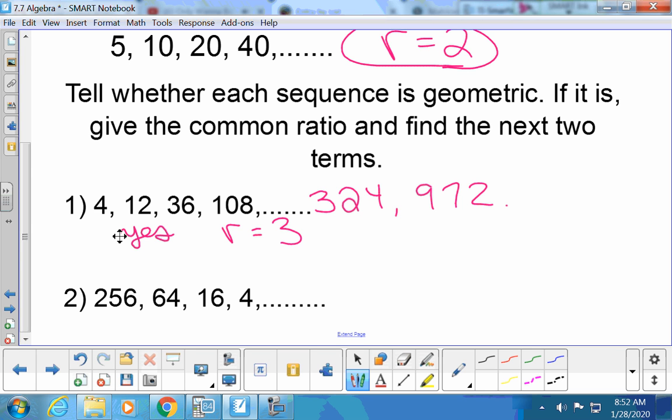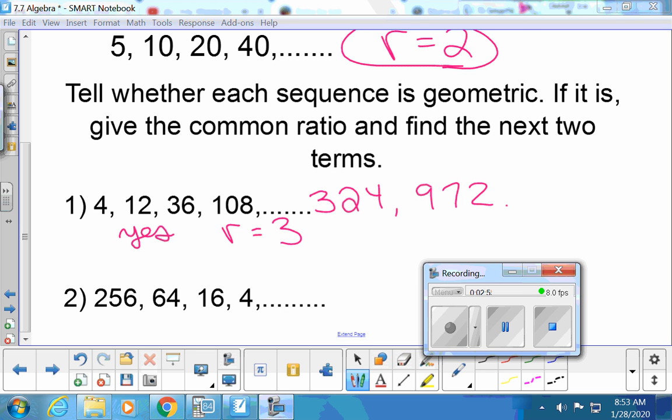Now, kind of yesterday, you know how sometimes our common difference was a positive number and sometimes our common difference was a negative number? The same thing will happen today. Sometimes your constant multiplier might be just a regular positive number. Sometimes your constant multiplier could be a negative number. And guess what? Sometimes your constant multiplier could actually be a fraction. And that's what's happening here. Does anybody know what fraction they might be multiplying by?